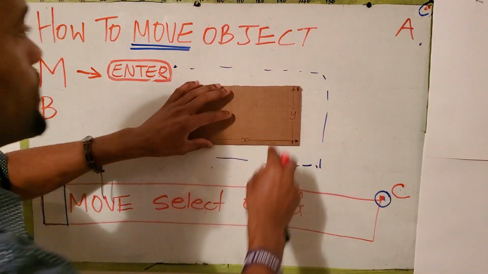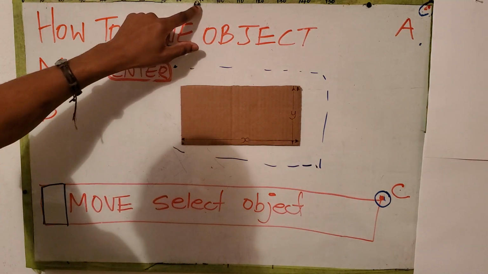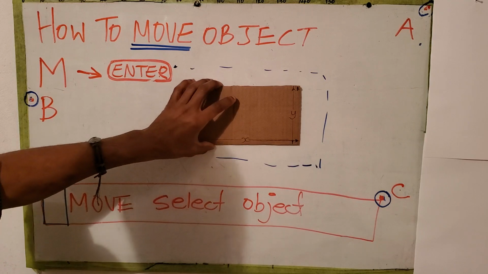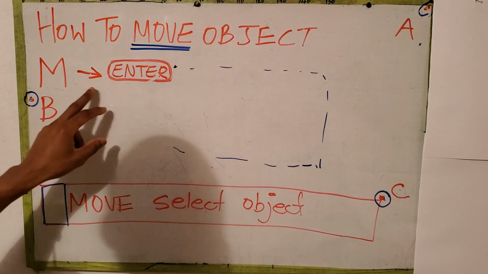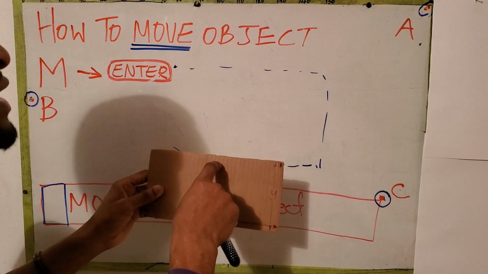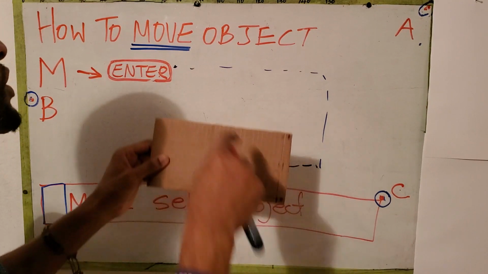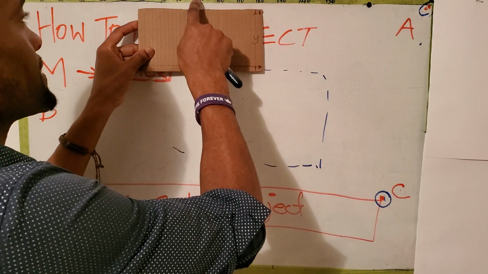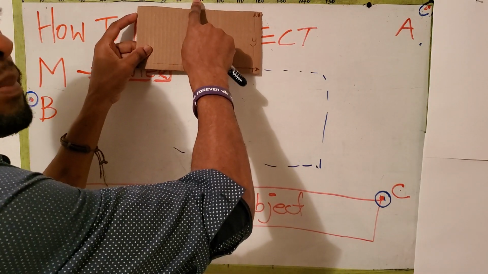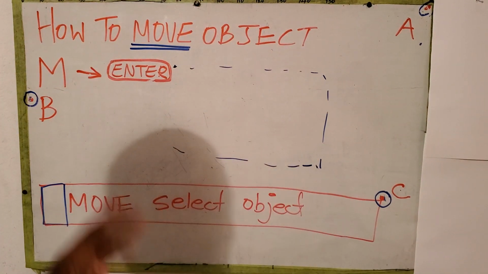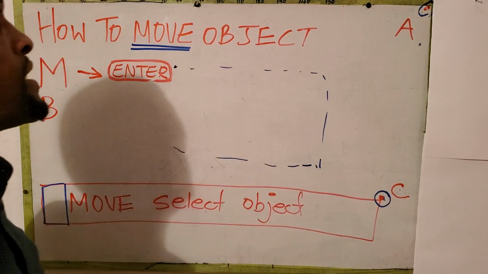Now the last one. Say for example, I wish to move this object to this point here. I would type M, enter. Again, select object, enter. Choose here as my base point. Then I would come up here, click this point here to align this here. And it's very, very important.